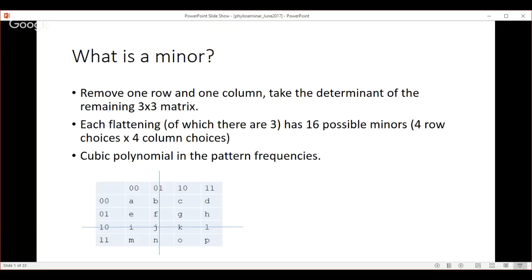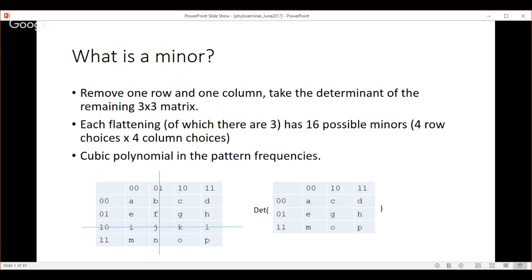Let me just quickly say what exactly a minor is. I've got these 4x4 flattened matrices, and to get a minor, I pick some row and some column to get rid of. How many choices have I got? I've got 4 choices of row times 4 choices of column, so that's 16 different ways to get to a 3x3 matrix, and then I take the determinant of that 3x3 matrix. This gives you cubic polynomials in your pattern frequencies. So that's a minor.